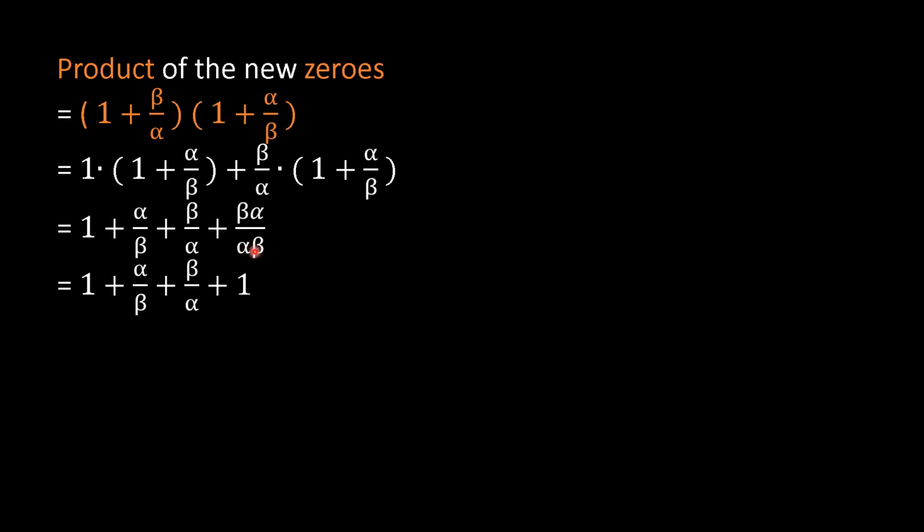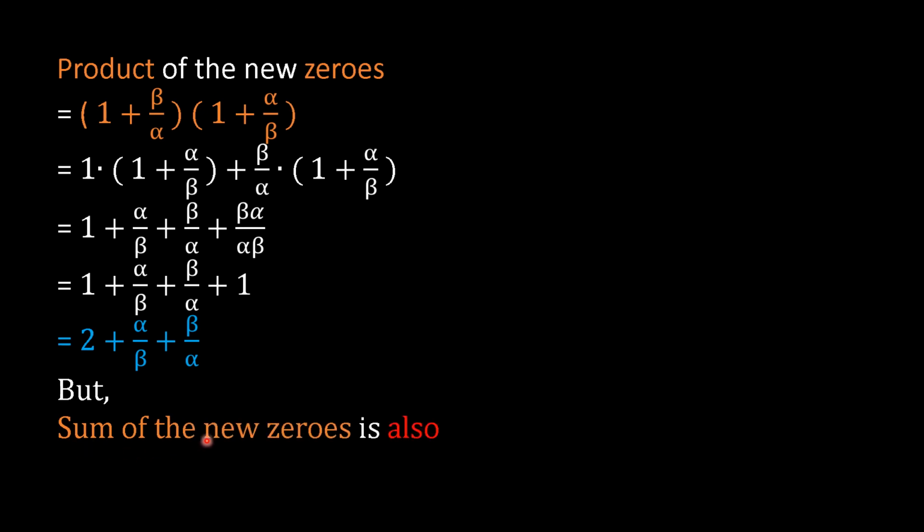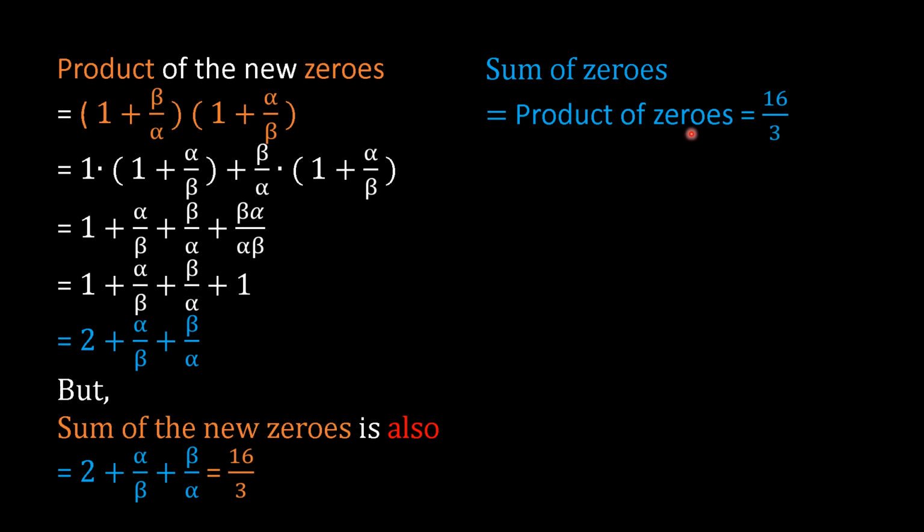So beta upon alpha plus alpha upon beta will be 1 plus 1, which is 2. So we get the product of the new zeros as 2 plus alpha upon beta plus beta upon alpha. But we have already found out the sum of the new zeros to be 2 plus alpha upon beta plus beta upon alpha, which we have evaluated as 16 upon 3. Therefore, the sum of the zeros is the same as the product of the zeros, which is 16 by 3.